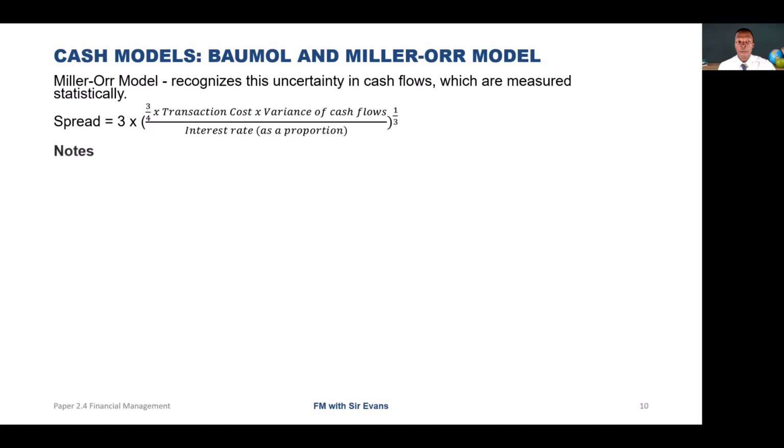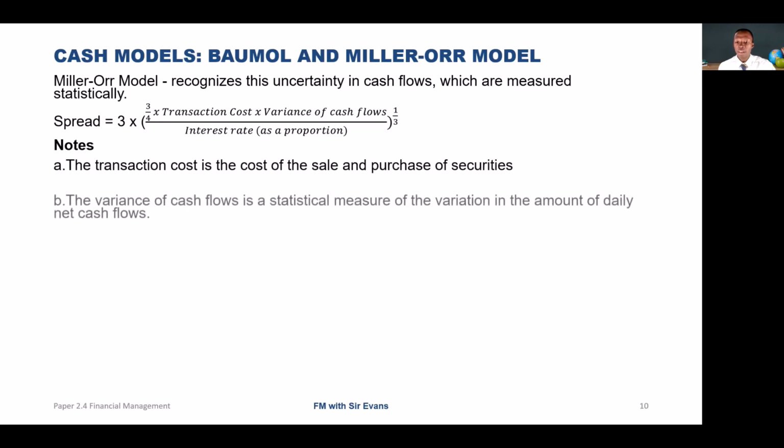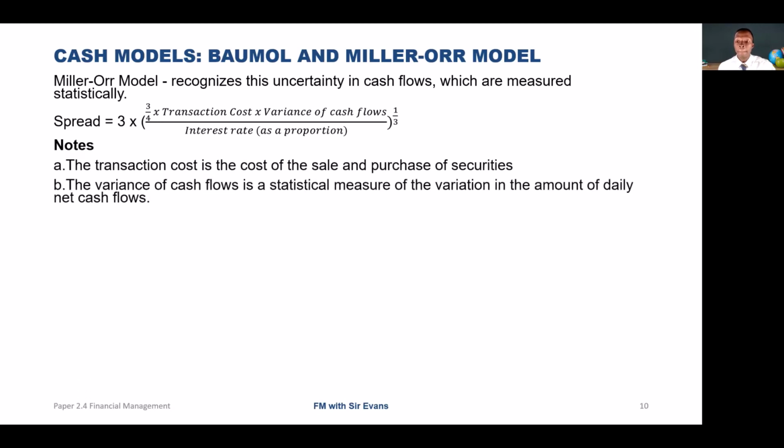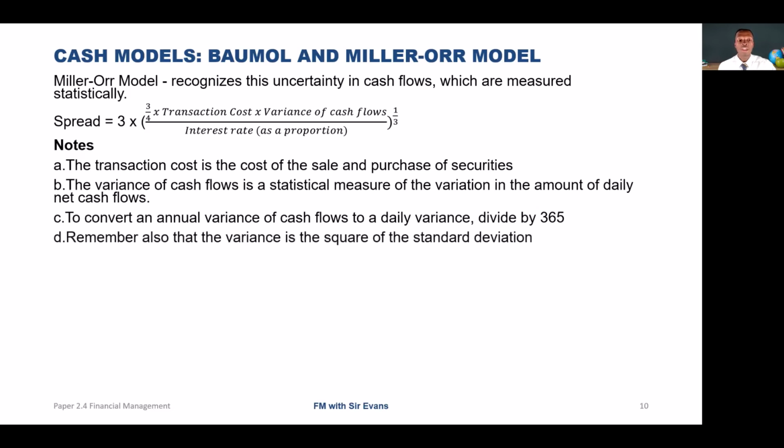Certain notes to be mindful of: 1, the transaction cost is the cost of the sale and the purchase of a security. The variance of cash flow is a statistical measure of the variation in the amount of daily net cash flow. To convert an annual variance of cash flow to a daily variance, you need to divide it by 365. And remember that a variance is the square of the standard deviation. The power of 1/3 means the cube root. So that explains the spread for us.